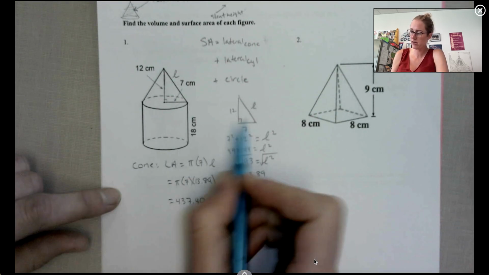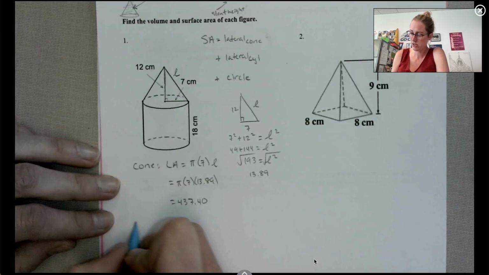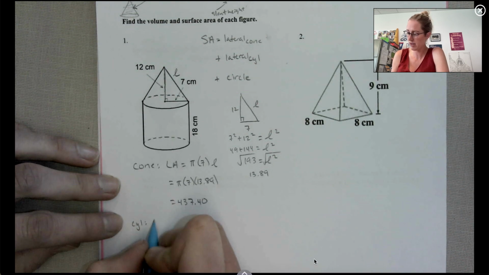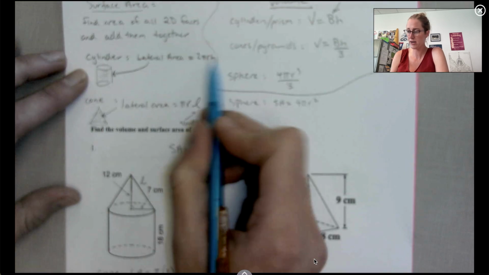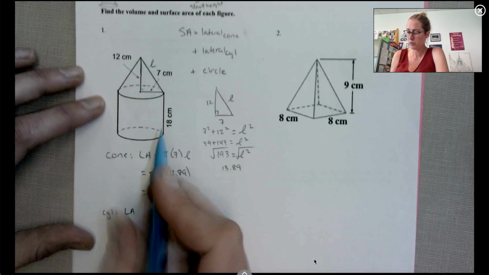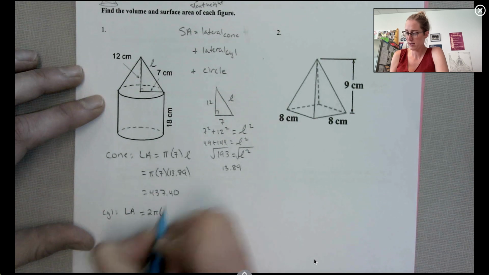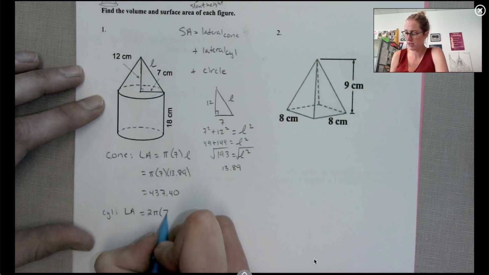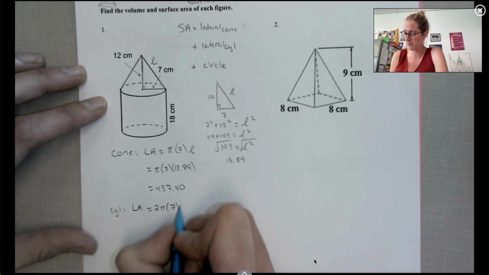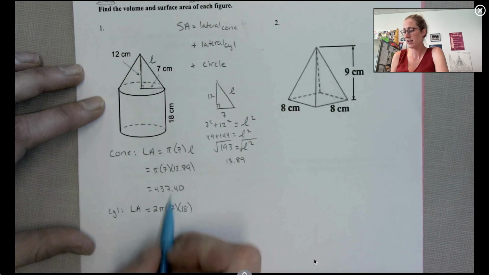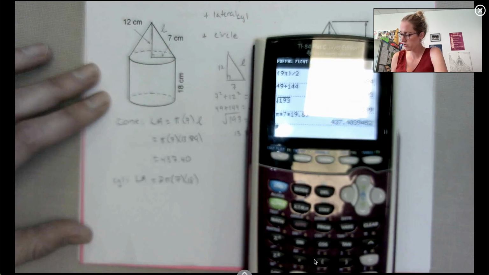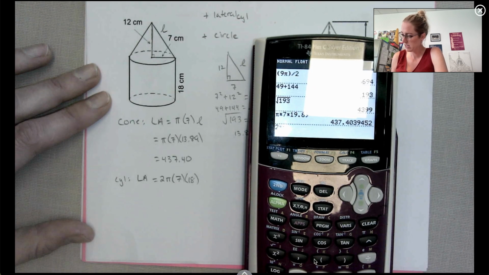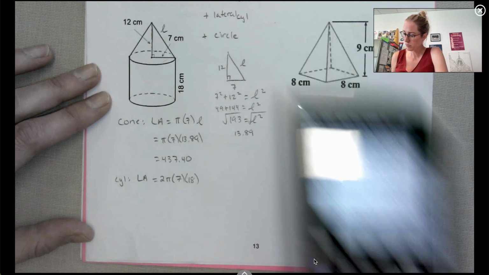Now we got to add on the lateral area of the cylinder. So our lateral area of a cylinder is right here, 2 pi r h. So we've got 2 times pi. My radius of the cylinder is also 7. The height of the cylinder is 18. And again, because I am combining it with something with not pi, I'm going to go ahead and put pi in my calculator. So I've got 2 times pi times 7 times 18, 791.68.